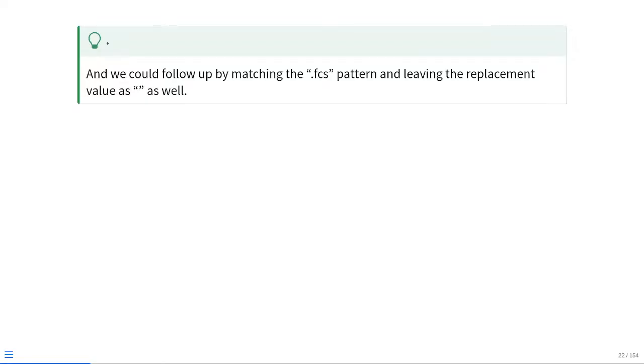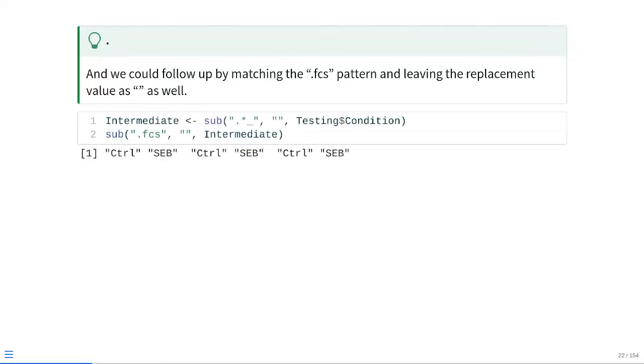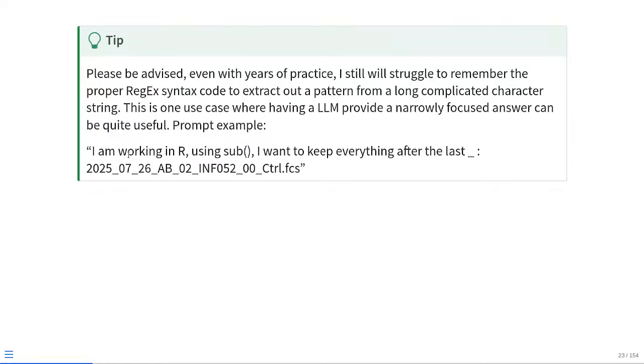So what we could do is just rerun sub again on our intermediate product and get rid of anything that matches the pattern .fcs, replacing it with empty quotation marks, just so we are able to get rid of it. And sure enough, we can do that. So if we took that last one we just ran, saved it to an intermediate object, and then just ran sub again, using anything that matches pattern .fcs and replacing it with nothing, you can see we now have just the conditions that we're actually interested in.